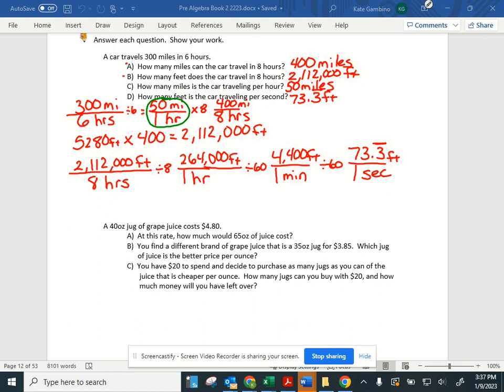So you see how we take each step one step at a time, and we use that information that we've done before. We know how to do unit rates. We know how to convert between feet and miles, between hours and minutes and seconds. So we're just taking all that knowledge and working it through one step at a time. So let's look at our bottom questions.